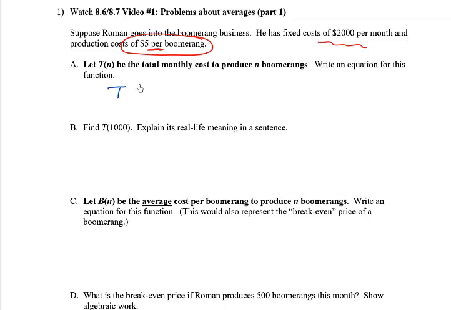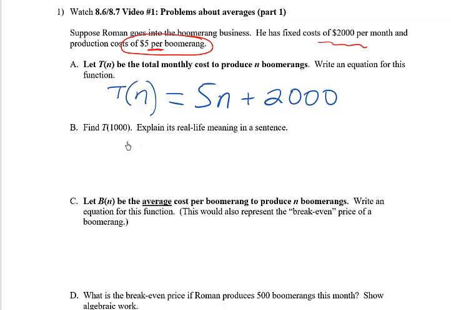So I'm going to start writing the function. T of n then is equal to 5n, right? y equals mx plus b. What about the b? Well, the y-intercept, the b, is always some sort of starting value. That's the $2,000 per month. That's his starting costs. So here is my formula for T of n. Hopefully this makes logical sense to you as well. All we're saying here is if you just multiply how many boomerangs he makes by 5, that'll tell you the cost for the materials for the boomerangs, plus add on the $2,000, and you've got his total monthly cost.